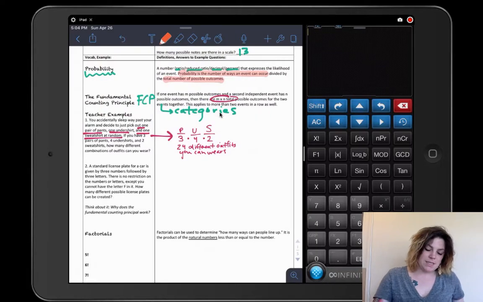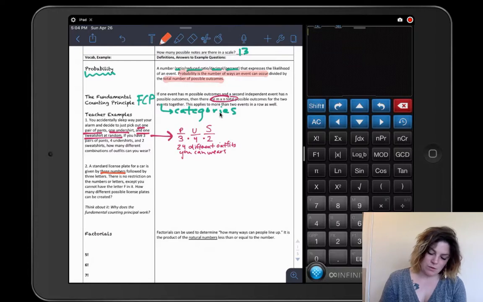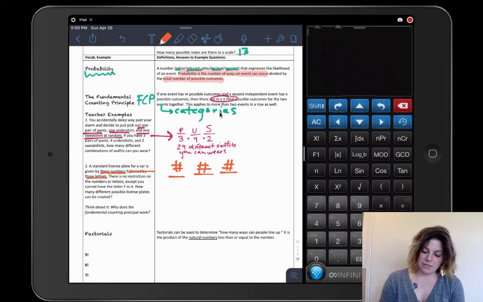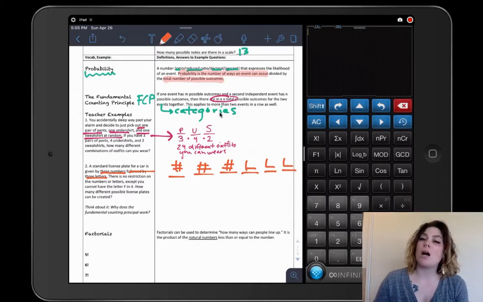Okay, it says a standard license plate for a car is given by 3 numbers. So already I know I have categories, right? There's 3 numbers. There's number 1, number 2, number 3. And then followed by 3 letters. So we have our letter, and then another letter, and then another letter. So whenever you see a question about a combination, like a combination lock or a password or a code or an ID number or anything like that, you need to think about it as each digit in that code or password is its own category.